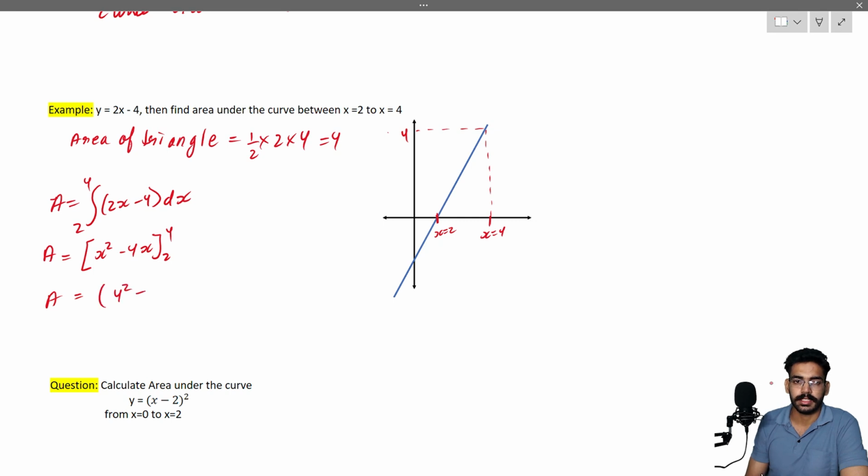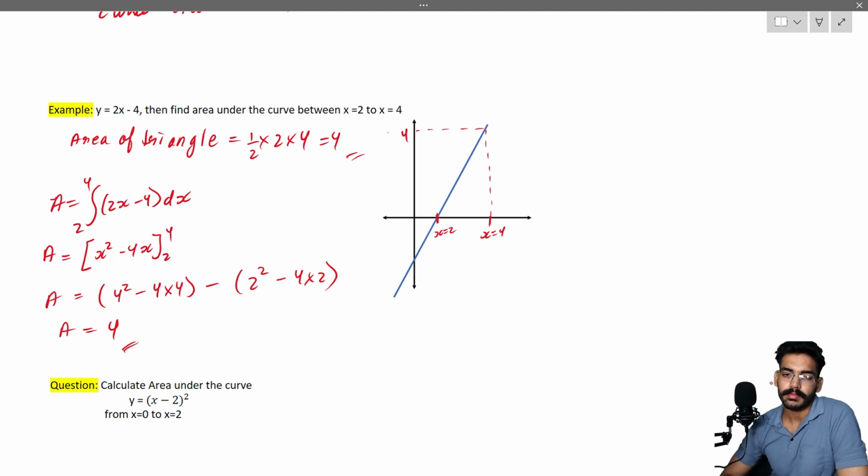4 square minus 4 into 4 minus 2 square minus 4 into 2. Now if you calculate this value, this value is also going to come 4. So you see, by both methods we are getting the same answer.